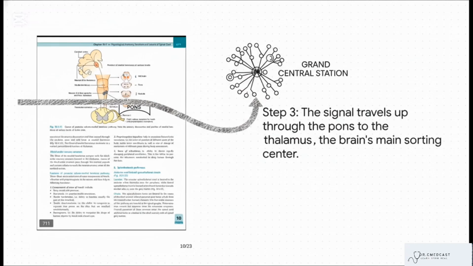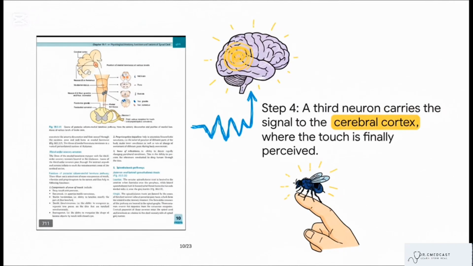So now that signal for the touch on your right finger is traveling on the left side of your nervous system. It continues its journey north, passes right through the pons, our bridge, and heads for a structure called the thalamus, which is kind of like the brain's grand central station for sorting all incoming sensory info. And finally, step 4. From the thalamus, a third and final neuron takes that signal to its ultimate destination, the somatosensory cortex in your left cerebral hemisphere. That's the part of your brain that actually processes touch. It's only now, after this entire journey, that you consciously realize, hey, there's a fly on my right finger.